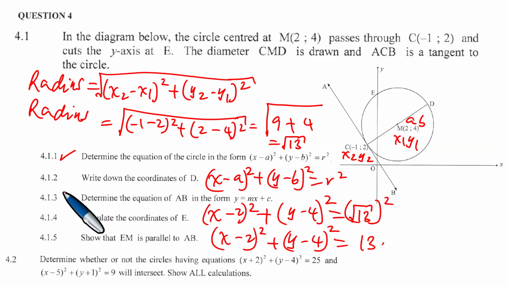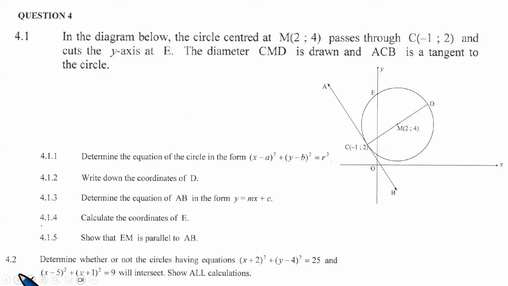In 4.1.2, we want to write down the coordinates of the point D. To find the coordinates of the point D, there are a couple of things that remain very, very important.